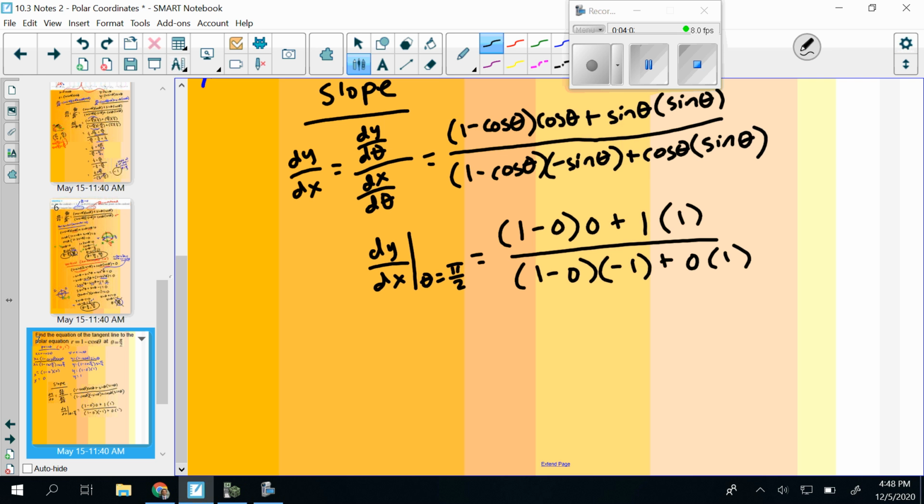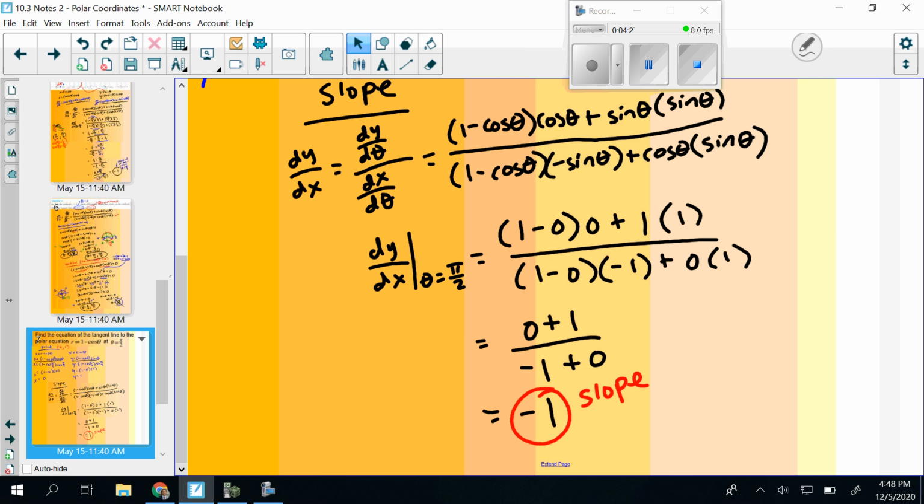So evaluating this on top, that's going to be 0 plus 1. On the bottom, we got 1 times negative 1, which is going to be negative 1. 0 times that is 0. So it looks like our slope comes out to be 1 over negative 1, which is negative 1. So that's our slope.